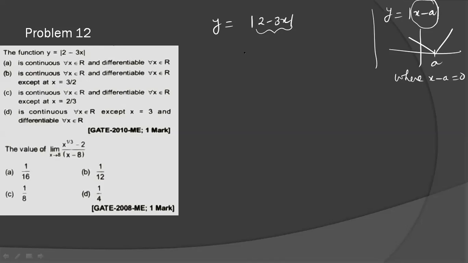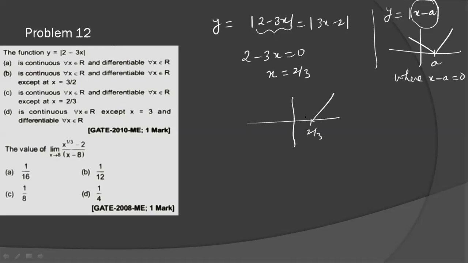If you see where it is vanishing, 2 minus 3x equal to 0 means x equal to 2 by 3. Or you can write it like this only, mod 3x minus 2. It will not affect. So at x equal to 2 by 3, this is the graph of this function. At 2 by 3, this function will not be differentiable because we are getting a V shape. If you see, we'll get a right hand derivative and a left hand derivative.